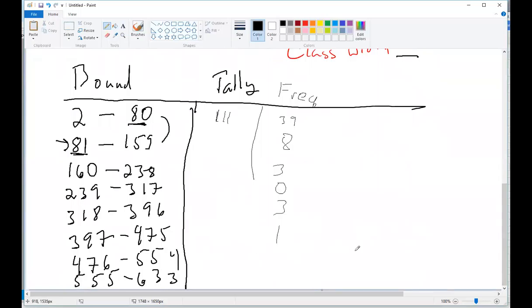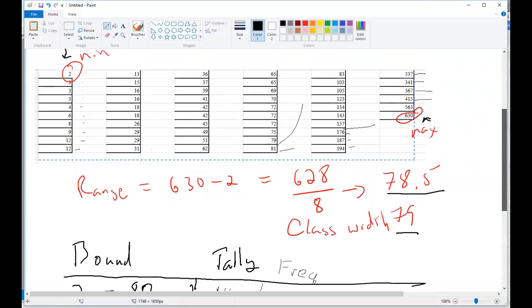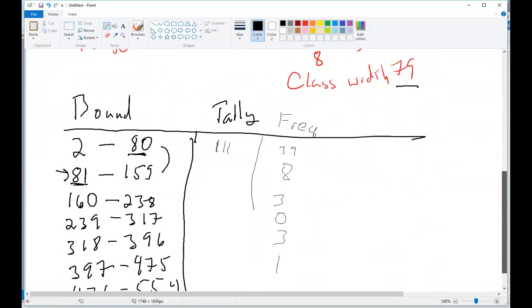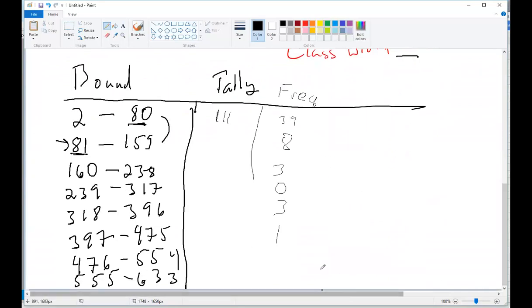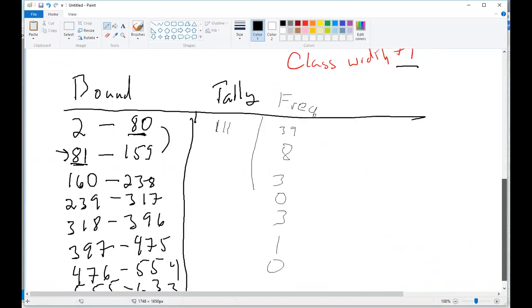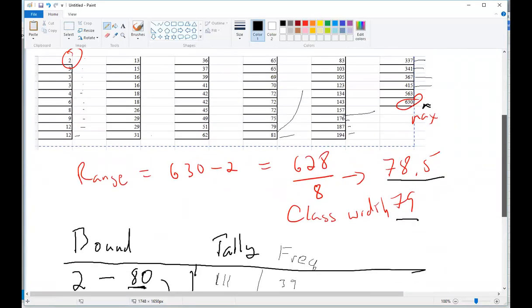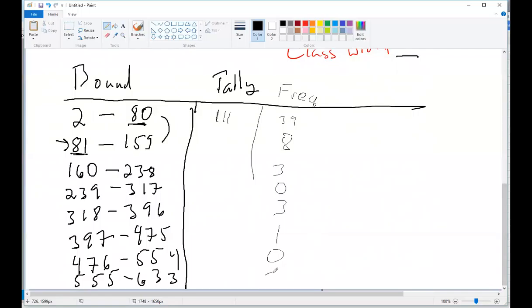How many between 476 and 554? Ooh, 563 is outside that, so 0. And then that last bin, it should be the last 2, 555 to 630. It is, so there's 2.